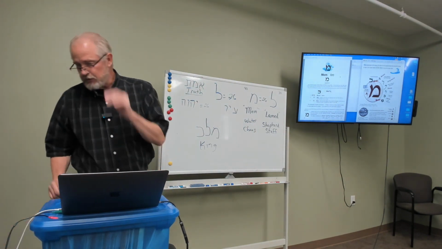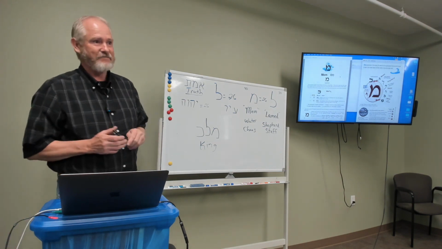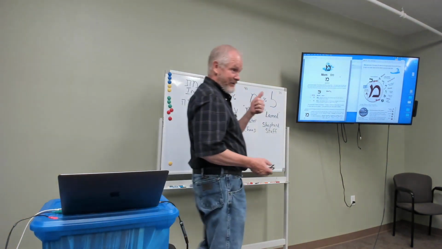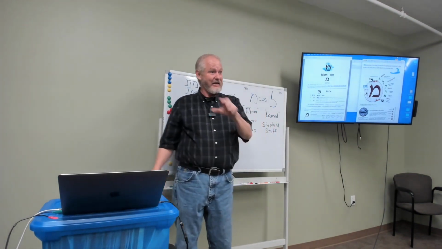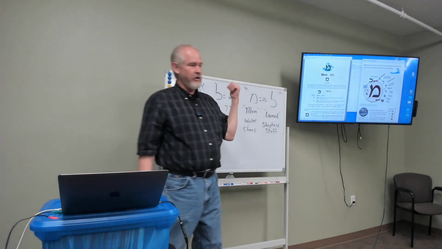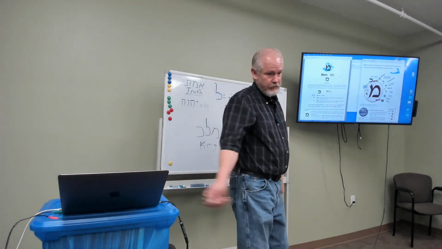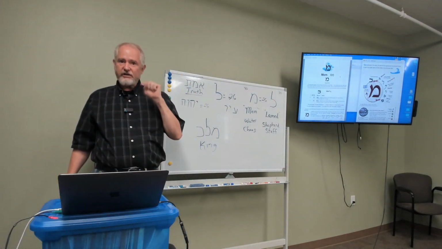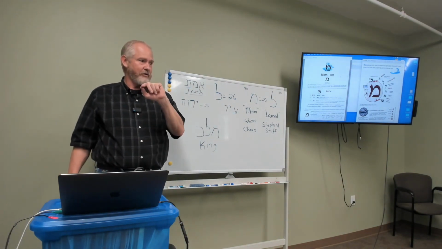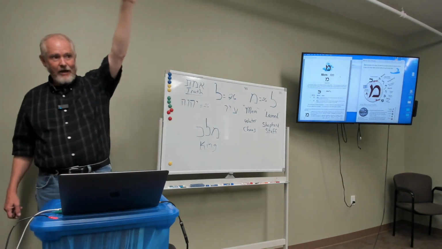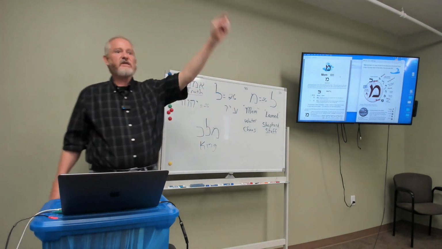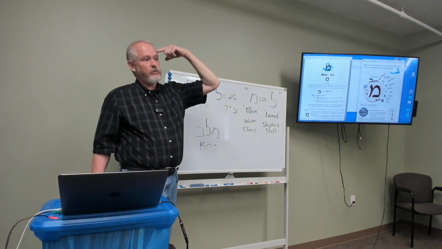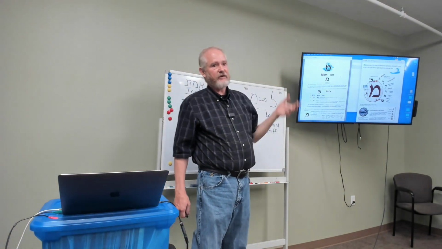Mem is also used as a prefix. So bet is in, like in the beginning, bereshit, right? There's your bet. We just went over lamed means to, because you lead the flock to the field. Okay, mem is water. So water always comes from a source. It either comes from the sky or from the mountains and runs down. It always comes from a source. So that's the way to think about it. If it's used as a prefix, it means from.